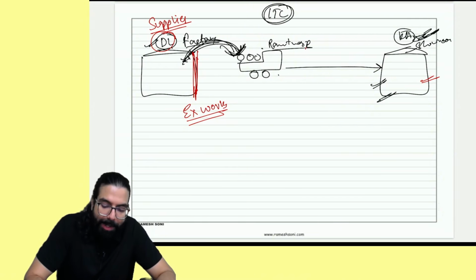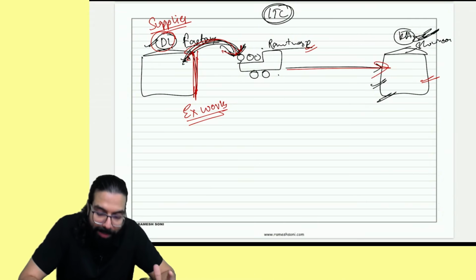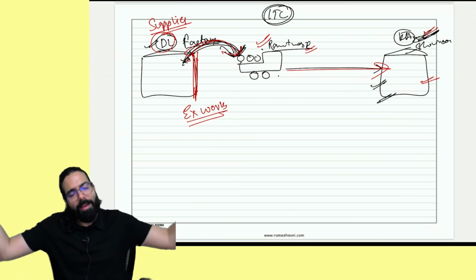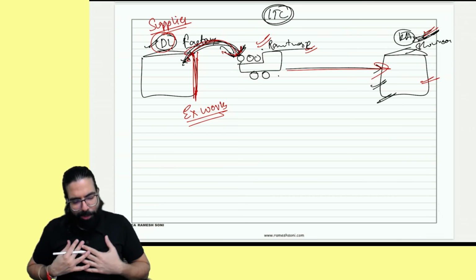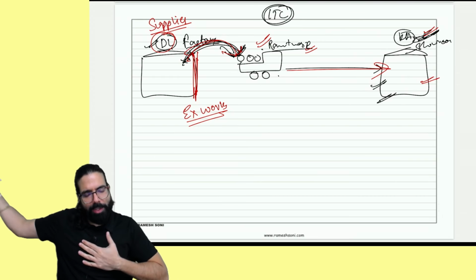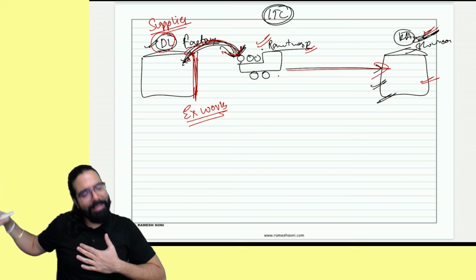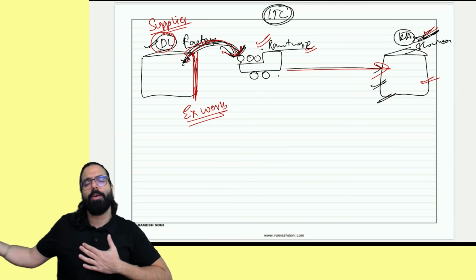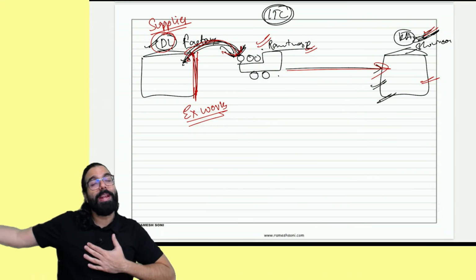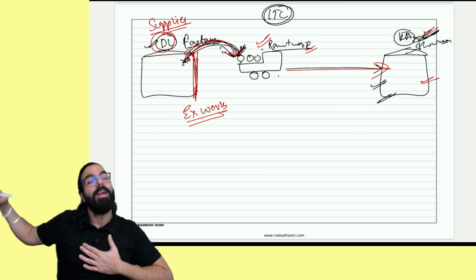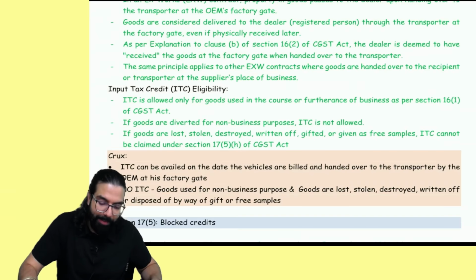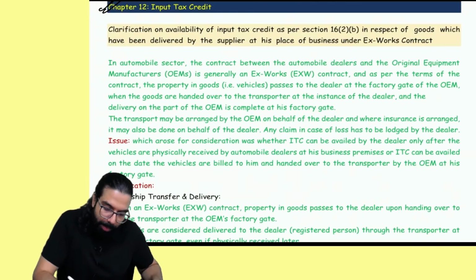I told my transporter to please take the goods in his truck and get them to me. So when my transporter receives them, can I go ahead and take the ITC? The clarification was given: yes, Ramesh, you can take the credit when the goods are handed over to the transporter. It is deemed that you have received it. It is not required that the goods should actually reach the factory. When the goods are handed over to the transporter, it is deemed that you have received it and you can go ahead and take the credit. That is the clarification given here.